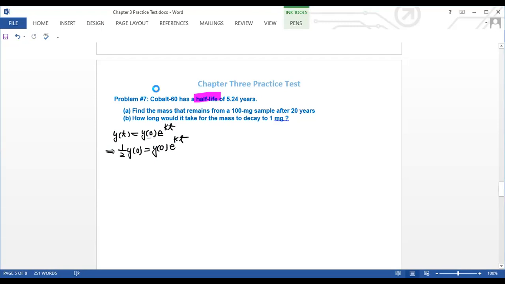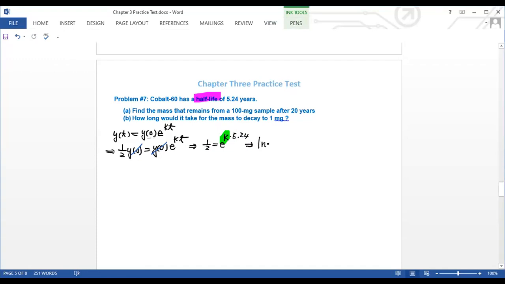Now I can cancel this y0. So you will have 1/2 equal to e to the k, and what is t here? It takes 5.24 years. Now what I need to do is solve for this rate. We call this exponential decay or exponential growth. So how do I do that?